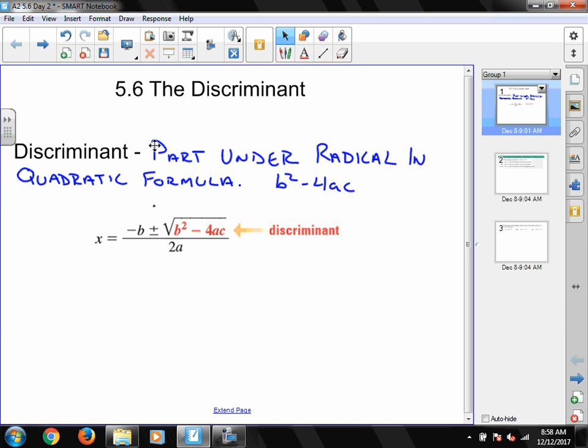So, notice here in red, it is just b squared minus 4ac. Do not worry about the radical, so you don't need the square root over top of that. We're just going to look at b squared minus 4ac. That is what we call the discriminant.